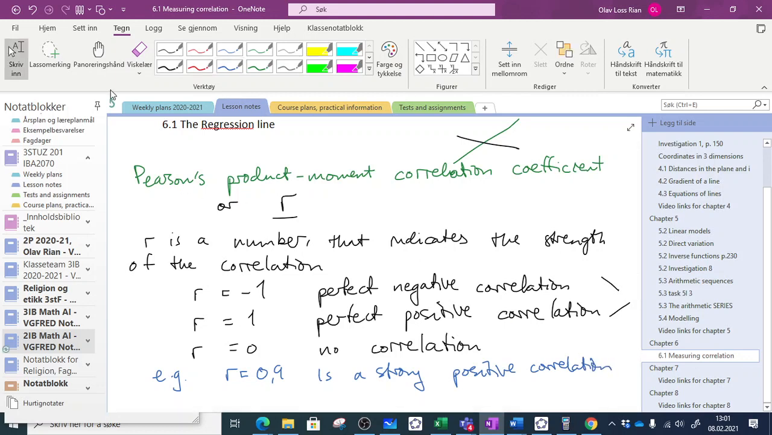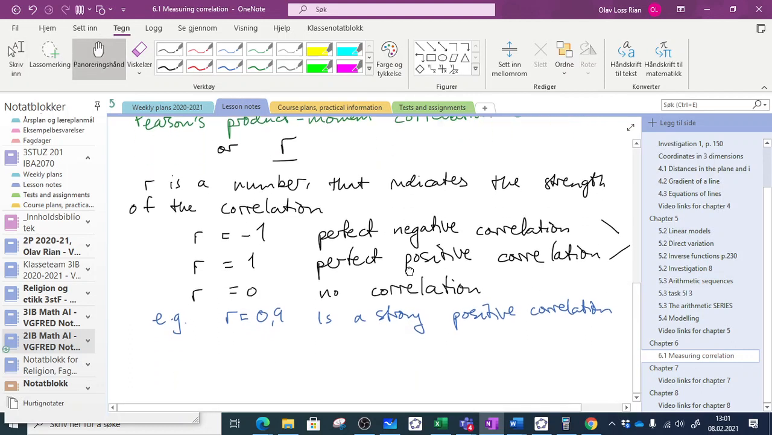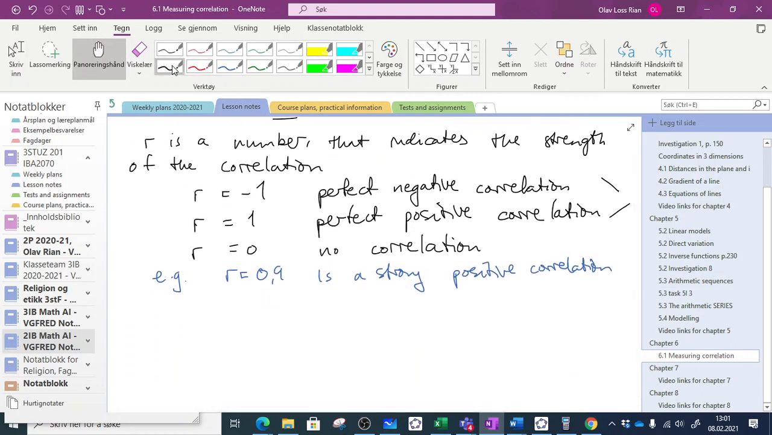When we calculate the R value for a correlation line, we get this R value. We also get R squared. And the squared number can help us interpret the R value that we find. So R squared, if our R was 0.9, then R squared would be 0.81.